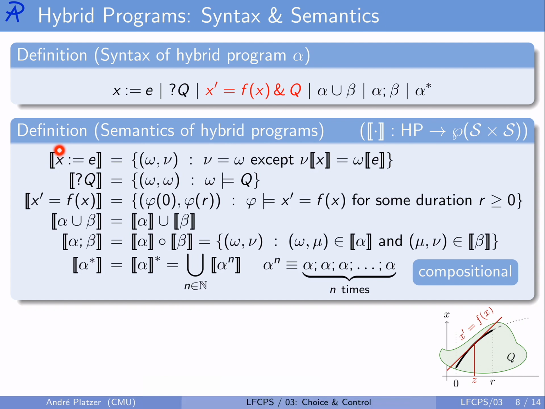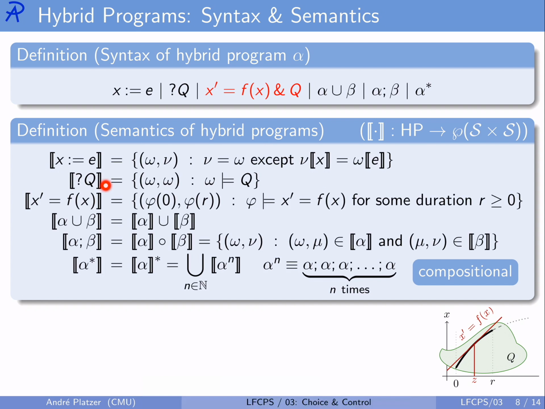For example, the meaning of an assignment is the relation described by the set of pairs of states, old state omega and new state nu, that are actually identical except for the value of the variable x, which is such that the value in the new state nu of the x variable is identical to the value in the old state omega that the right-hand side term had. In other words, put the value on the right-hand side, evaluate it in the old state, put the value in the new state at the variable x.